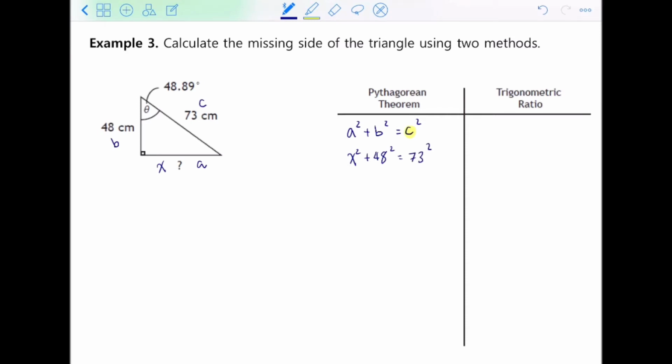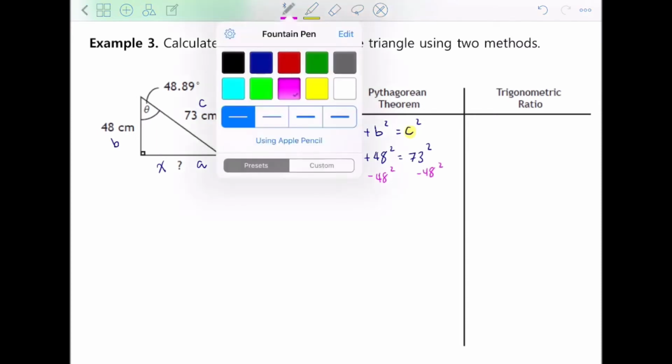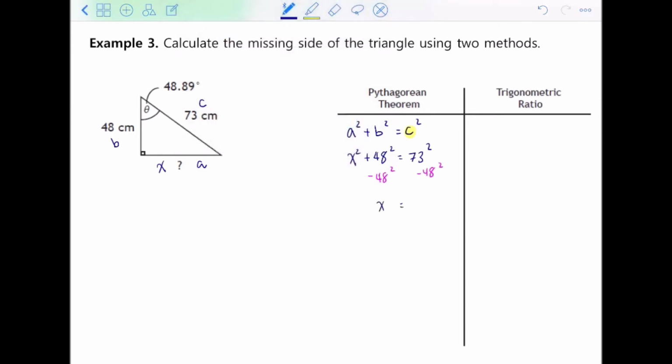Using our calculator, we'll take away 48 squared on both sides. And I don't expect you to do this in your head, so please use your calculator and it's okay. So we have x squared equals 3025. Next step would be square rooting, and we learned this in the radical unit. So we have x equals 55. So our missing side, question mark, equals 55. We solved it by using Pythagorean theorem.